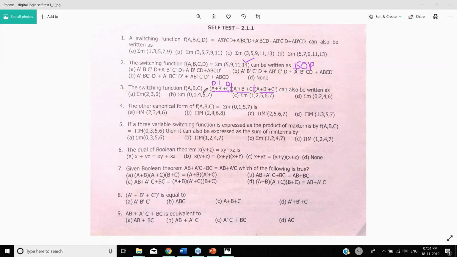Now, what is the value? 0, 1, 0. The value is 2. Then 1, 1, 0. Sorry. The value has to be 6. Yes. Then 0, 1, 1. So the value is 3. So here also A is the answer.